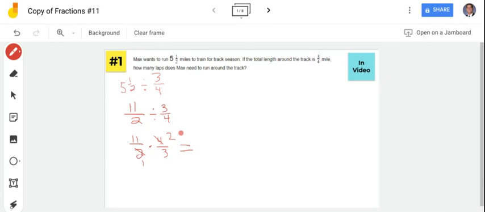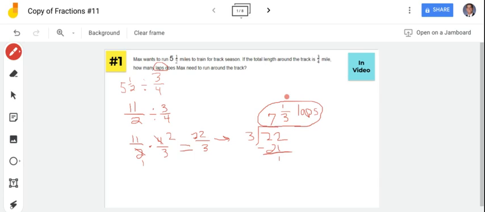Multiply the numerators. 11 times 2, that's 22. And 1 times 3 is 3. So I get 22 over 3. Let's write this as a mixed number. So top divided by bottom. 3 goes into 22 7 times because 7 times 3 is 21. I would subtract and get 1. And so 1 becomes the numerator in the mixed number, and 3, the divisor, becomes the denominator. So 7 1/3 what? Well, it asks me how many laps. So this is 7 1/3 laps. If Max runs around the track 7 1/3 times, he will have run 5.5 miles.